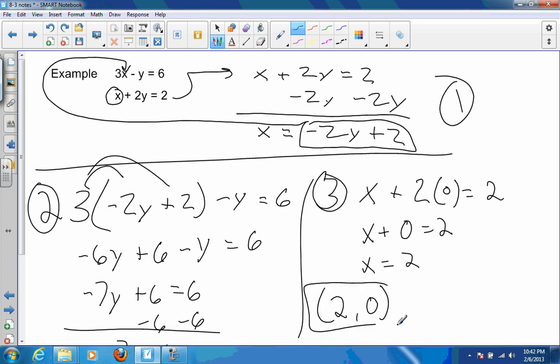Remember, you have to have this in your final answer. Also remember what this means is that if you were to graph these two lines, they would intersect at this point. This is the point they share in common.